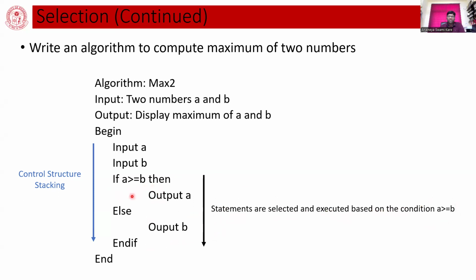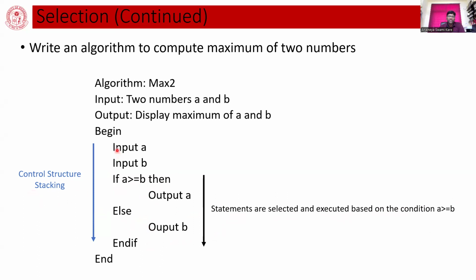Here, the if construct contains only a single statement inside the if block and a single statement inside the else block. But you will see situations where more than one statement can be included in the if block or else block. In that case, all the statements that are part of the if block will be executed if the condition is true. Otherwise, all the statements inside the else block will be executed.